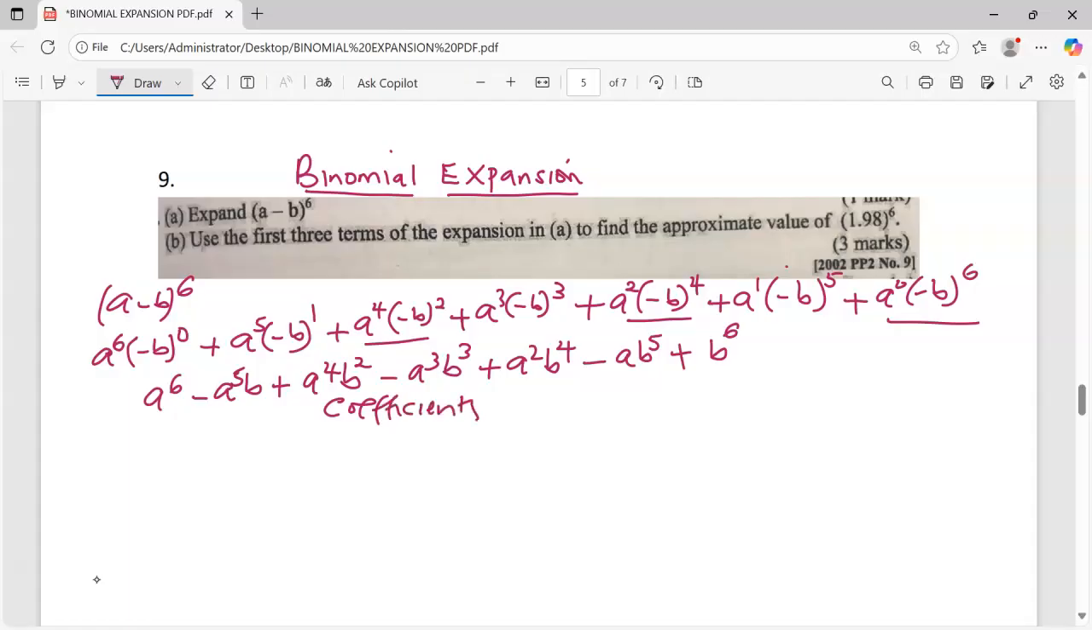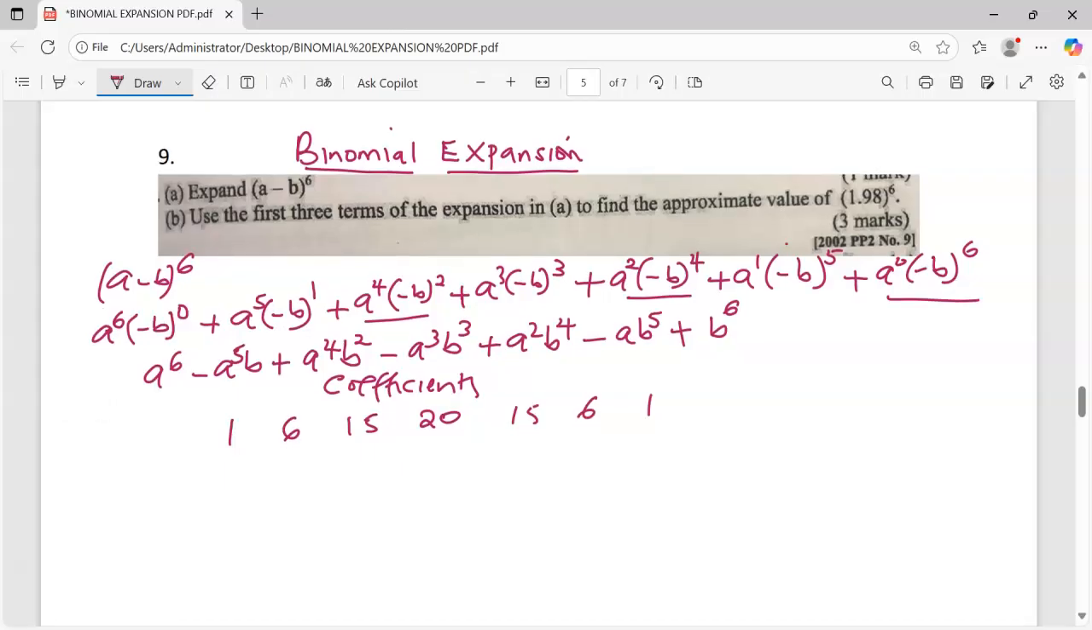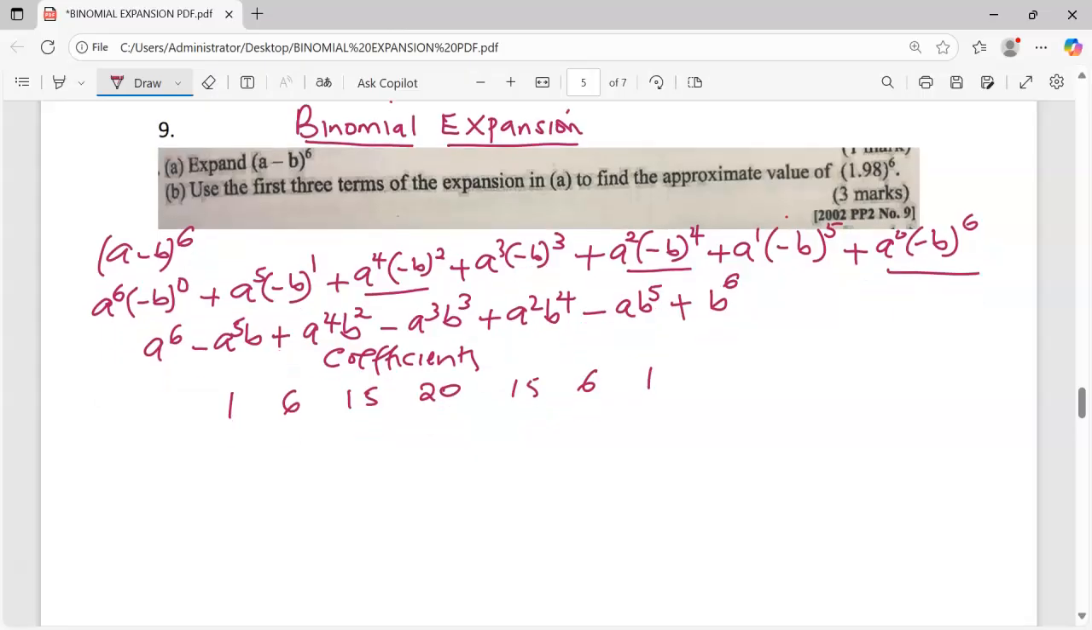The coefficients of power 6 will be 1, 6, 15, 20, 15, 6 and 1. You can read these coefficients from the mathematical table. Then now we are going to multiply back the coefficients into our expansion. So 1 times a power 6 will give us a power 6.